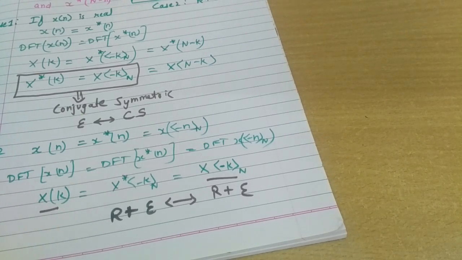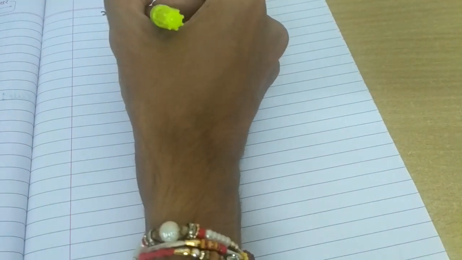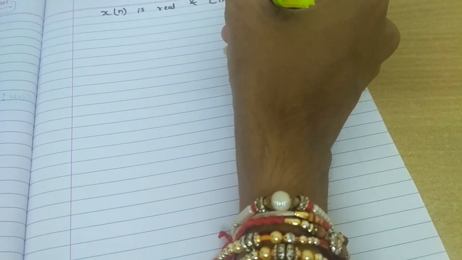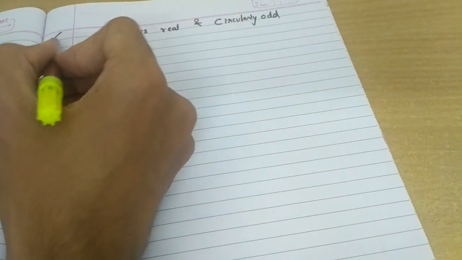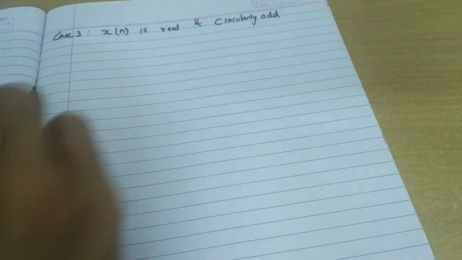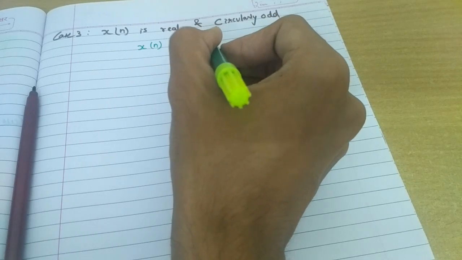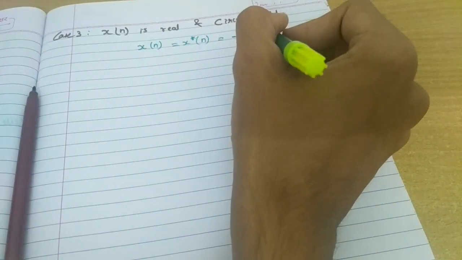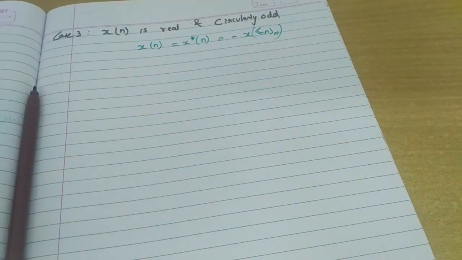real and circularly odd. So let's move towards case number 3, that is x of n is real and circularly odd. So this is case 3. When x of n is real, we have this, and it is odd, it implies it is minus times of x of minus n. Clear? This is x of minus n.